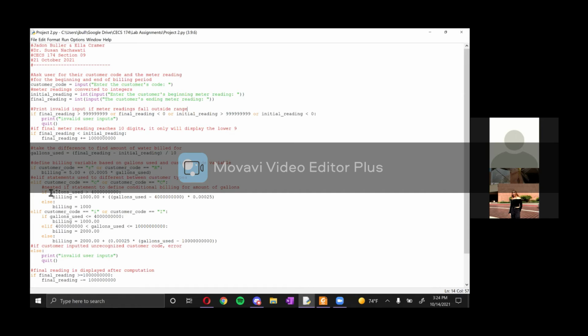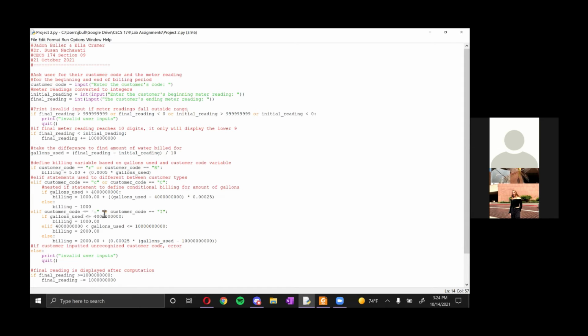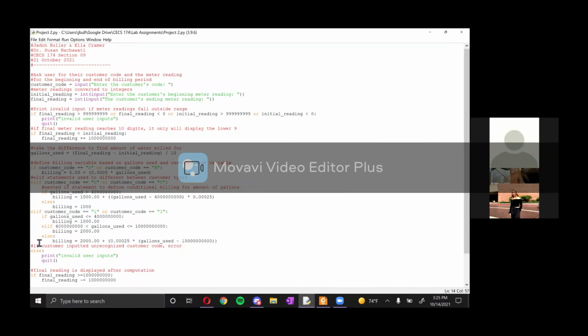Yeah, and for the customer code, if and else statements, we also added or statements to allow for capitalization. At the end of the customer code, if and else statements is a final else statement that prints an invalid error if the customer code isn't recognized as an R, I, or a C.